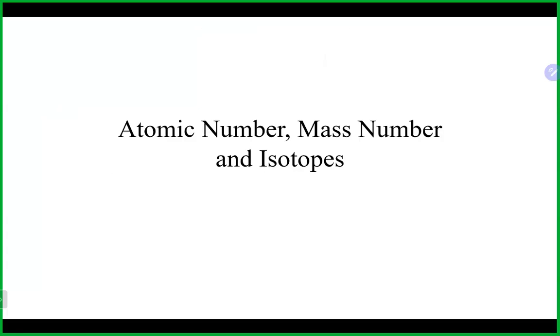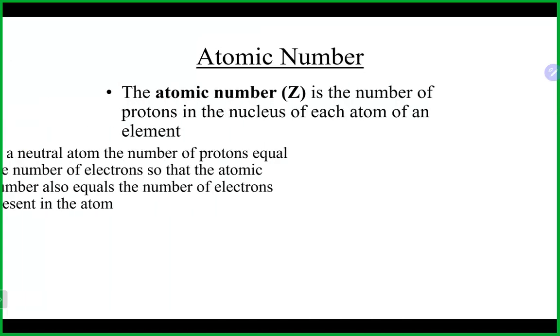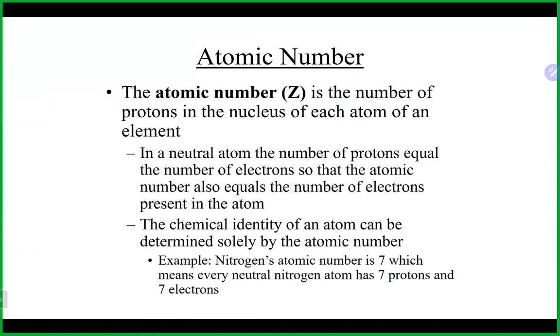So that brings us to some properties of atoms: the atomic number, mass number, and isotopes. So let's talk a little bit about these things. The first one we're going to talk about is the atomic number. The atomic number is sometimes abbreviated as Z. The atomic number's definition is the number of protons that you'll find in the nucleus of an atom for a particular element.